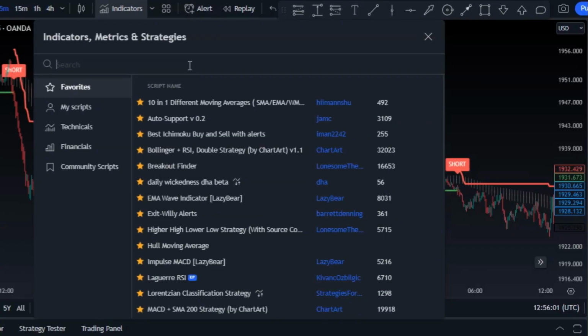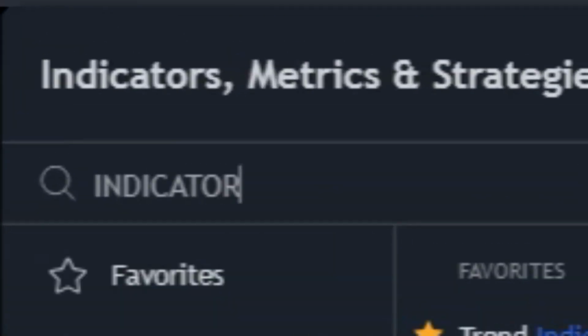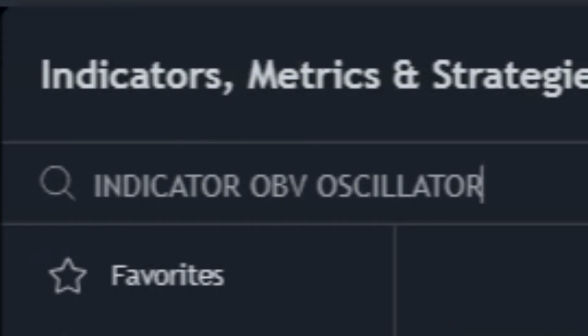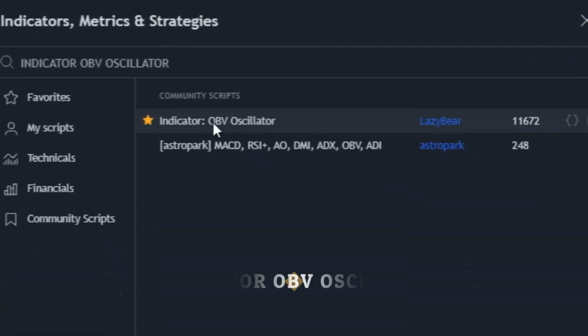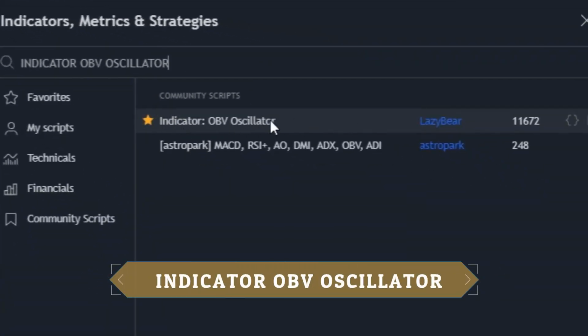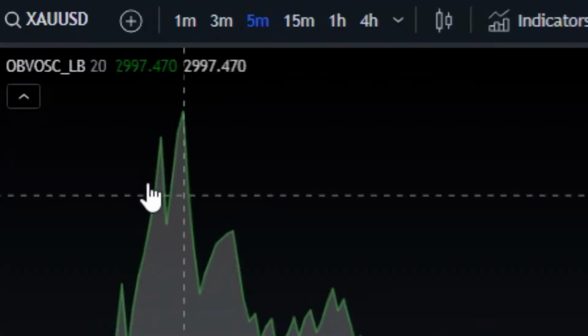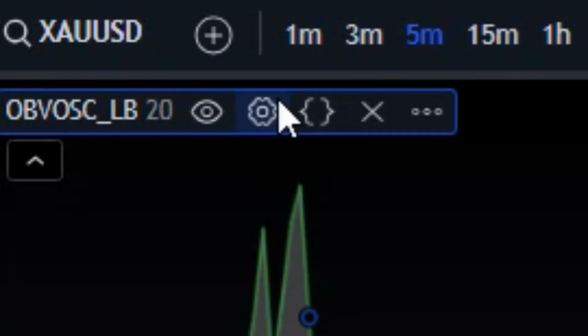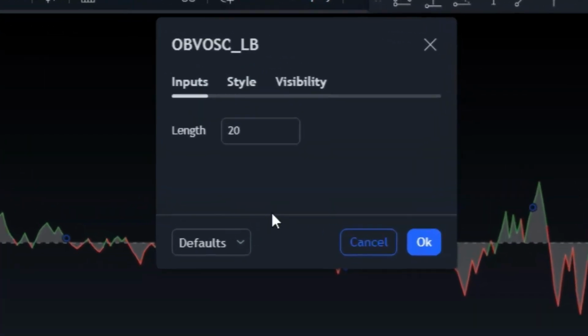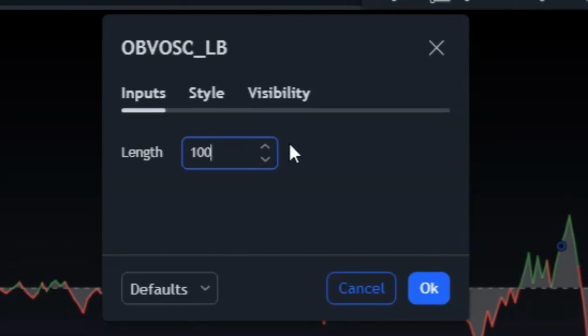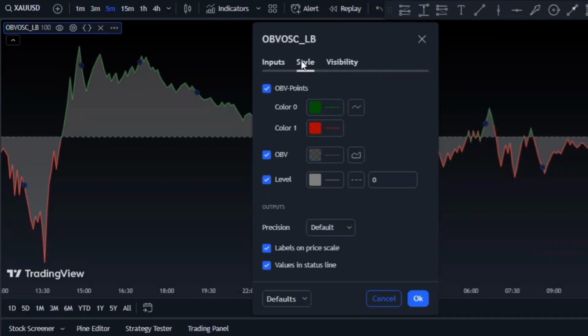Alright, now it's time to add the next indicator to the chart. So in the indicator section, search for indicator OBV oscillator and add it to the chart. Once it's added, we're gonna make some adjustments to optimize it. So in the inputs tab, change the length value to 100. Then in the style tab, follow along step by step like in the video to set up the color and settings the way we want it.